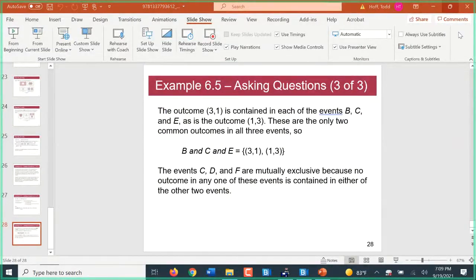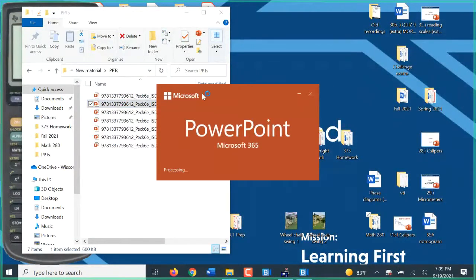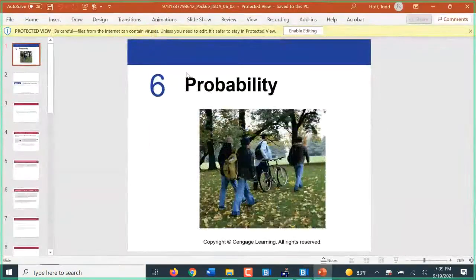Moving on to the next section. Second to load up here.